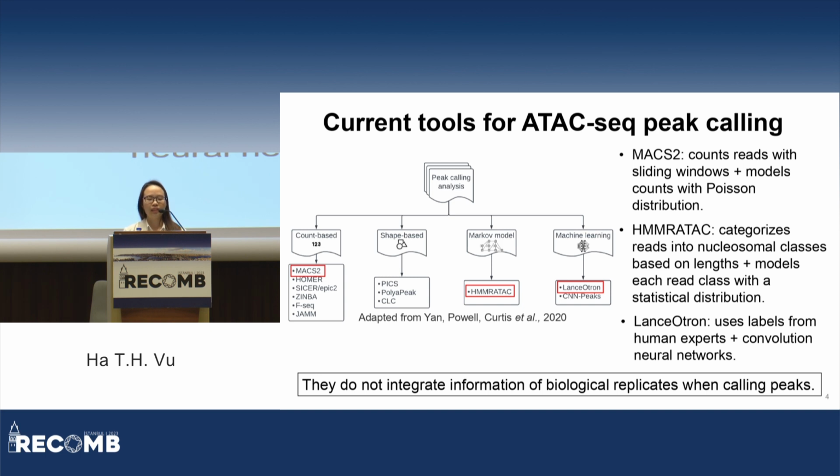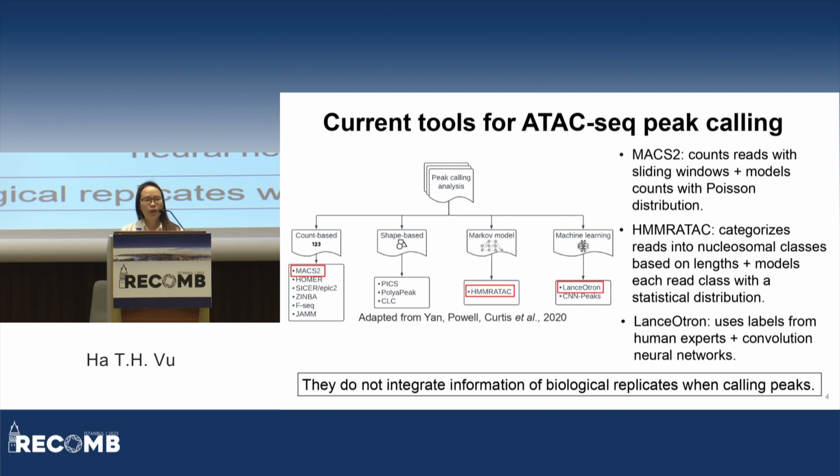So as you can see, MACS2 and ChromHMM ATAC are representatives of traditional statistical modeling. So they handle only a small number of parameters. And LanceOtron is supervised learning, so it relies on external class labels. And there's one knowledge gap here that I want to point out, which is that they do not integrate information from biological replicates when calling peaks.